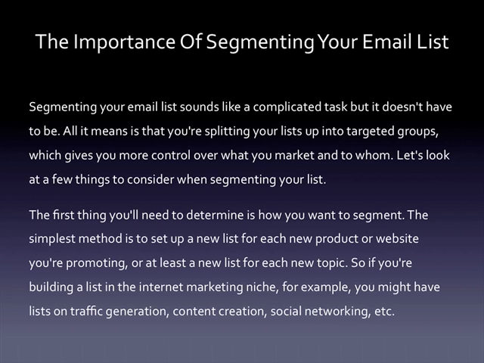The first thing you'll need to determine is how you want to segment. The simplest method is to set up a new list for each new product or website you're promoting, or at least a new list for each new topic. So if you're building a list in the internet marketing niche, for example, you might have lists on traffic generation, content creation, social networking, etc.